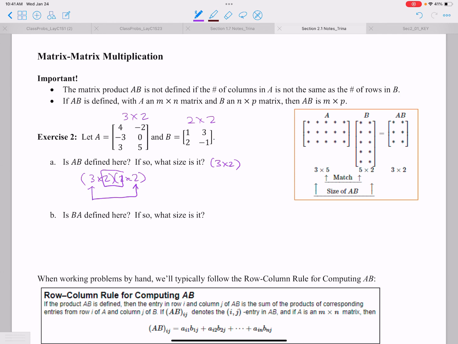Is BA defined? So I have 2 by 2 and then a 3 by 2. These inner dimensions do not match, so not defined. So notice right away that AB does not necessarily equal BA. Like one could be defined and one isn't defined. This may be the first mathematical object that you've seen that is not commutative over multiplication.